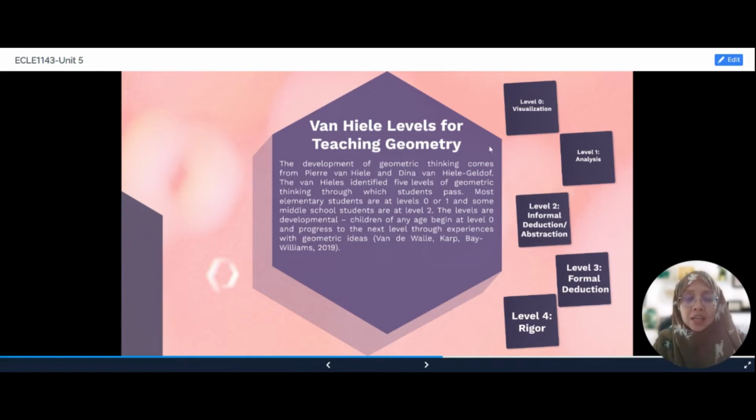And usually preschool children are at the visualization level. They do not reach level 2, level 3 or level 4 yet, because those levels are more advanced mathematics in teaching geometry. But it is good for us to know, so at least we know the step by step way that we teach early geometry to children.